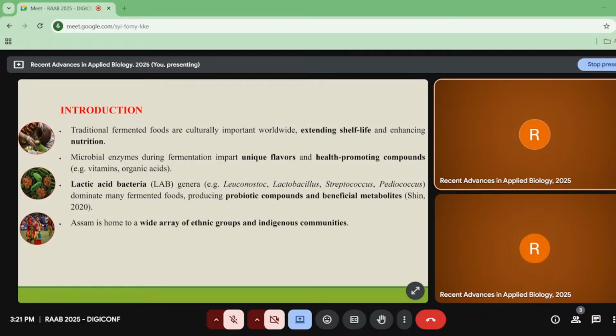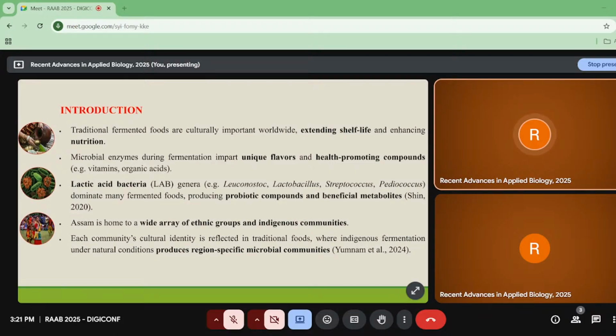If we look at the diversity of ethnic or traditional fermented food, Assam is home to various different tribes. Those ethnic tribes have their own unique way of producing their own fermented food. Each community, based on their geographical region, the substrate they use, and their way of production, the fermented product varies, and similarly the microbes also vary. So it is region specific; the microbial community changes.